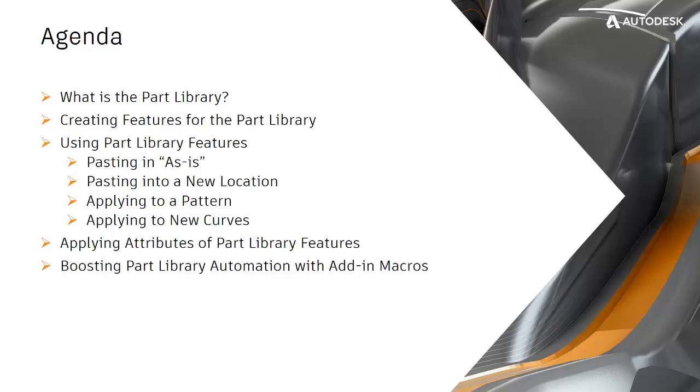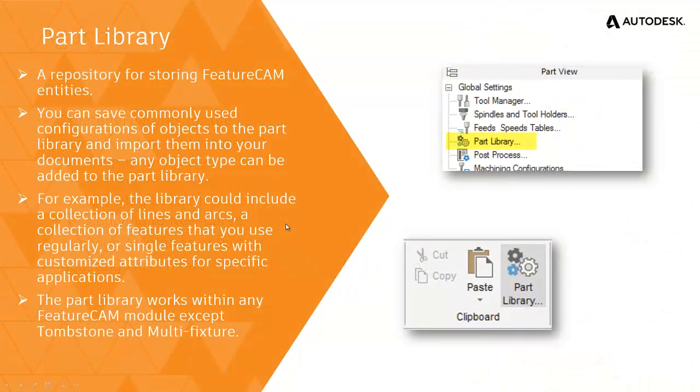The next topic we'll cover is applying attributes of part library features. So instead of bringing a part library feature into a file intact, we're gathering its method. So we're going to capture the way that feature was programmed, the way the toolpath is designed, and apply it to a new feature. And then finally, we'll talk about boosting the part library automation with the help of an add-in macro.